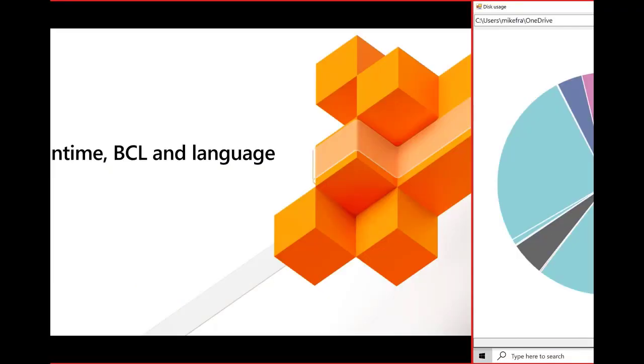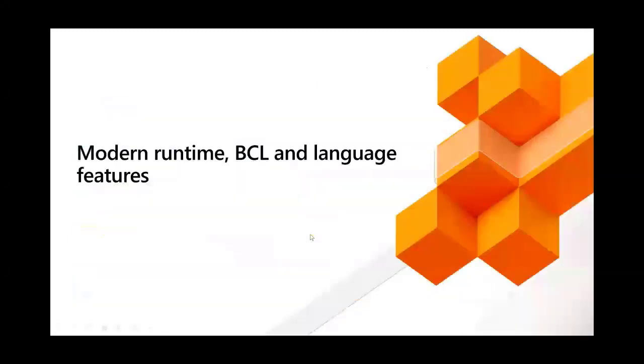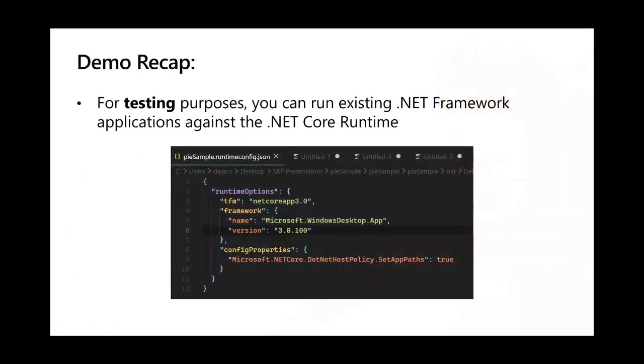If I go back here, I'll show you the... Let me see. Yeah, so here is the configuration file. So if you remember, the app is called PySample. So it's pysample.runtimeconfig.json. And this is, of course, all documented, but here you can see you could specify the framework and the version that you want the app run against.